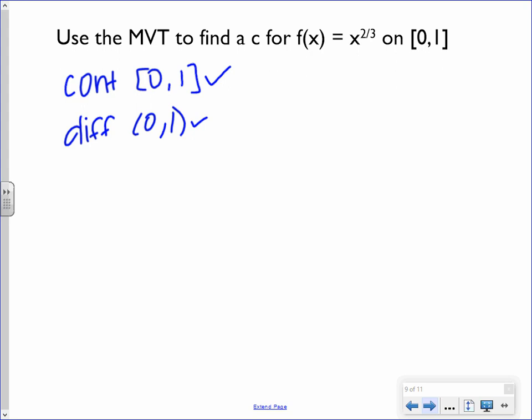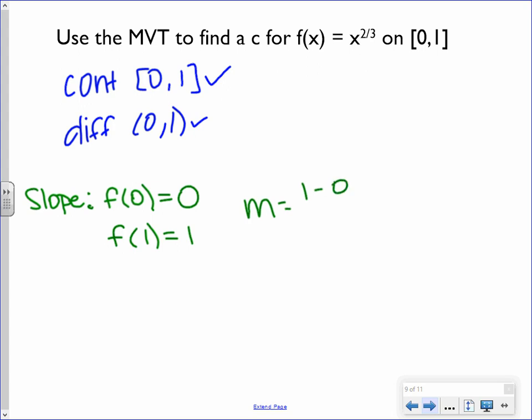Okay? All right, so for the mean value theorem, we need to calculate slope. Okay? We need the slope between 0 and 1. So first we need our function values. F of 0 is? F of 1? 1. That's kind of boring, right? What's our slope? Our slope is 1.